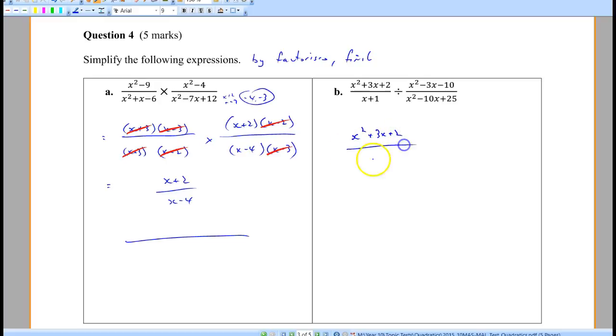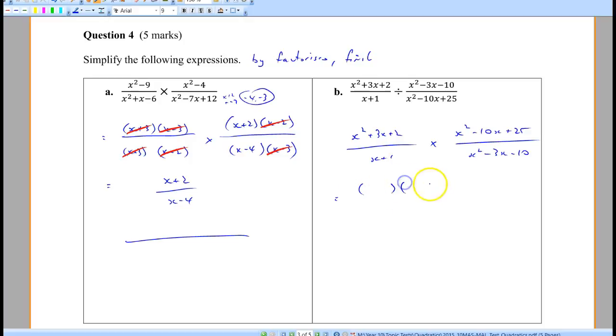Now over this side, I would do the same, except the first step is to turn this into a times and reciprocate the second fraction. This is good: x squared minus 3x minus 10. Then just go ahead and do what we did here and factorize each of these. If you can do that by pausing the video and then getting direct feedback, that'd be great.